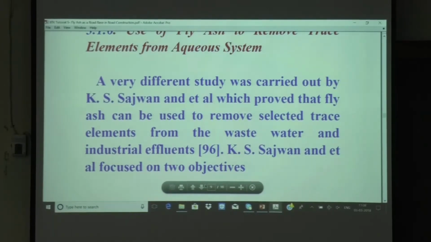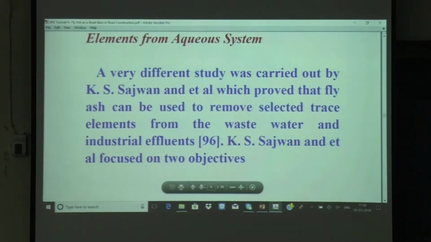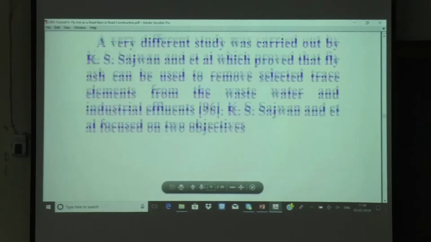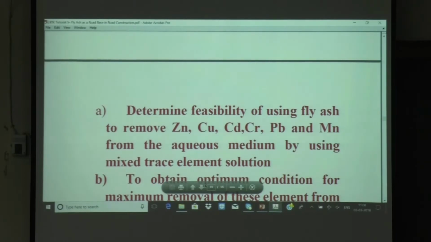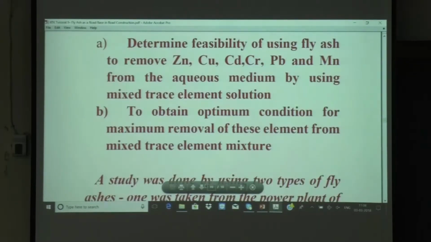So this group, Sajwan et al., focused on two objectives. A, determine the feasibility of using fly ash to remove zinc, copper, cadmium, chromium, lead, and manganese from an aqueous medium by using a mixed trace element solution, and also to obtain the optimum condition for maximum removal of these elements from the mixed trace element mixture.